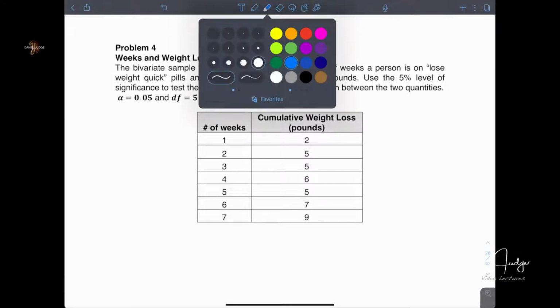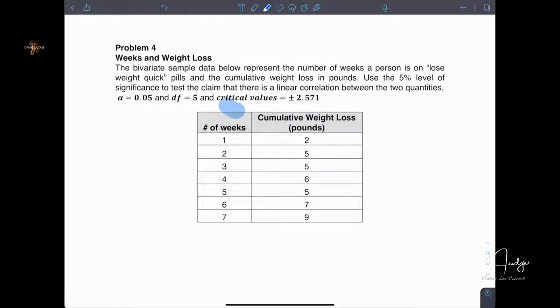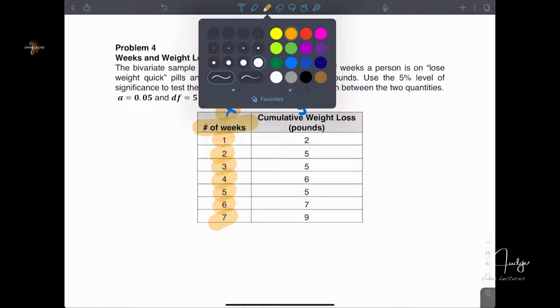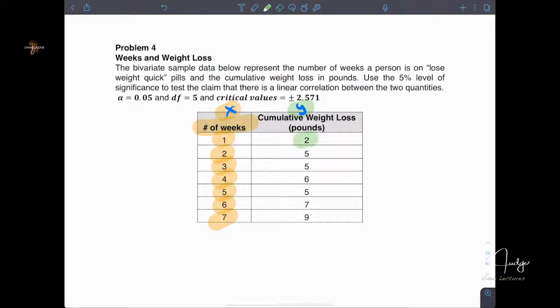So you have an X variable, which in theory is independent. You can control that. You have a Y variable. X here is the number of weeks: first week, second week, third week, fourth week, fifth week, sixth week, seventh week. Your Y variable is the amount of pounds you lost, and it's cumulative. Week 1, you lost 2 pounds. Week 2, you lost 5. Week 3, you've lost 5 total. Week 4, you lost 6. Week 5, you got back to 5 pounds. Week 6, 7. Week 7, 9 pounds.